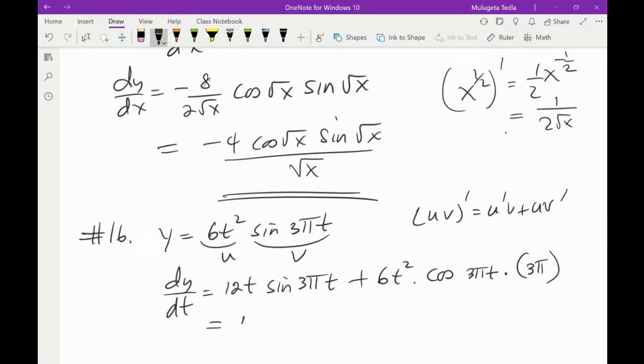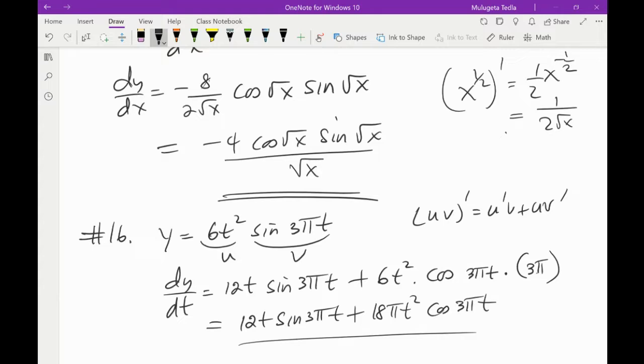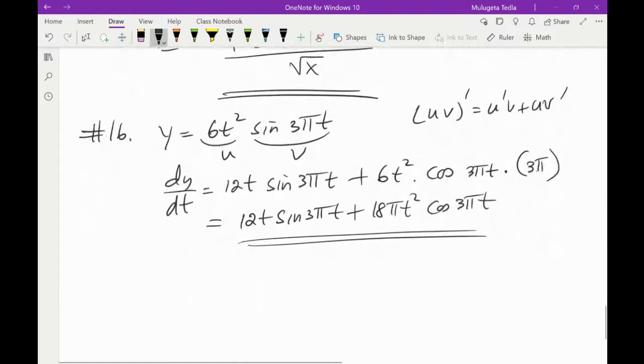So this is 12t sine of 3 pi t plus 18 pi t squared cos of 3 pi t. You can factor, I think 6t is common, but you don't need it. For what? You factor only to simplify. But at this level, this is a good enough answer, you know.